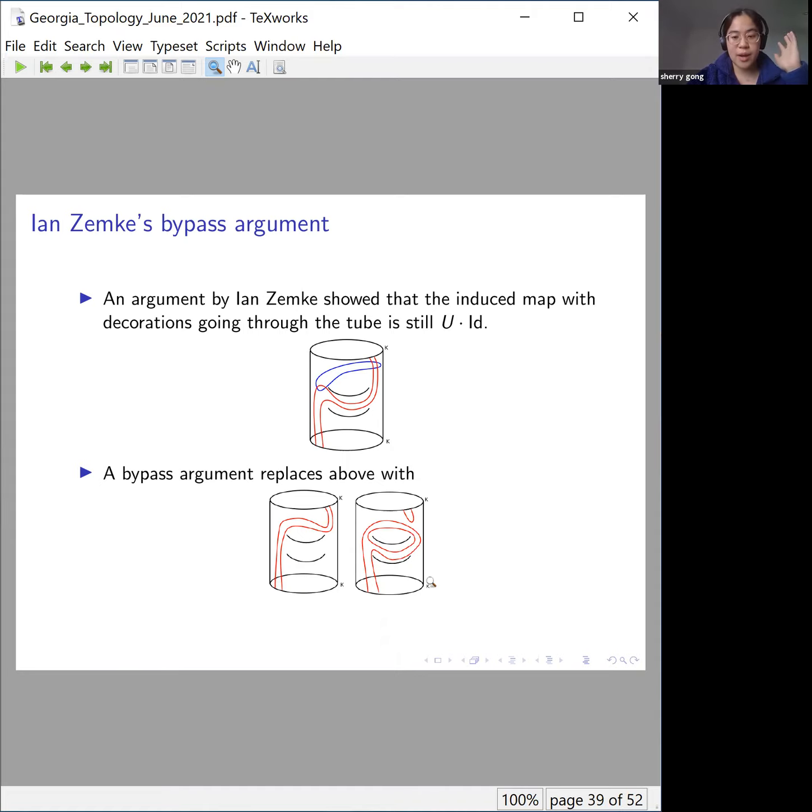And then the picture on the right, you can deal with by a grading argument, and you show that the map induced by the picture on the right vanishes. Okay, so then I guess that concludes this outline of the proof. So the other things I wanted to tell you about are some corollaries of this.